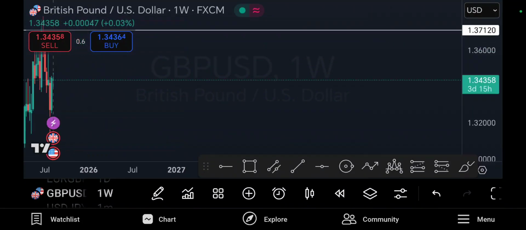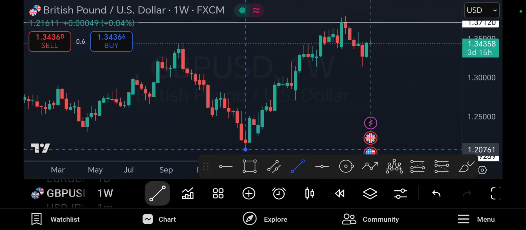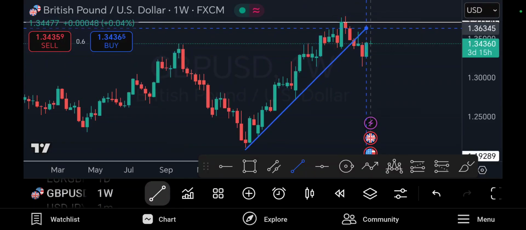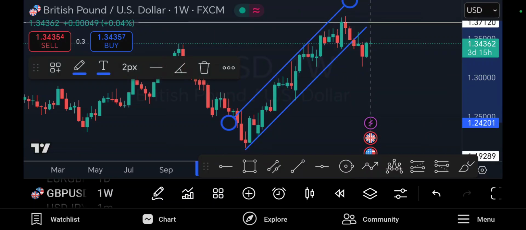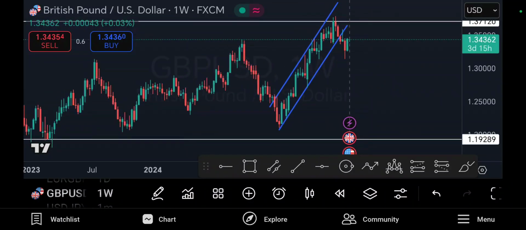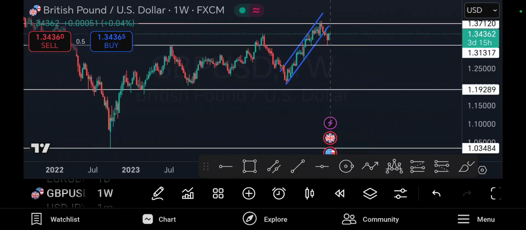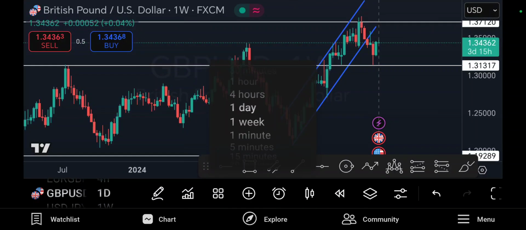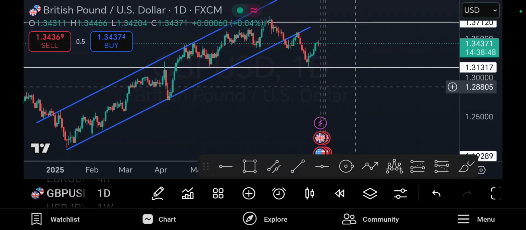With that being said, GBP USD has already broken out as well. It's also testing, and this is the weekly. You see, there's a zone there. Even here, there's a zone here. There's a zone here. Let's go to the daily. It's a retest. The market is retesting.